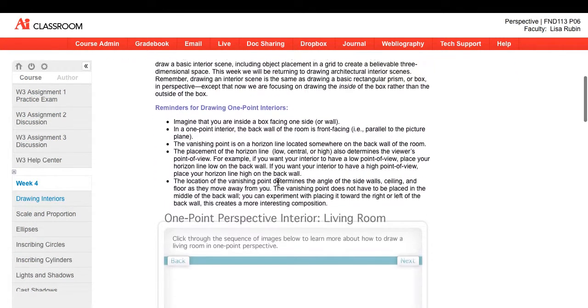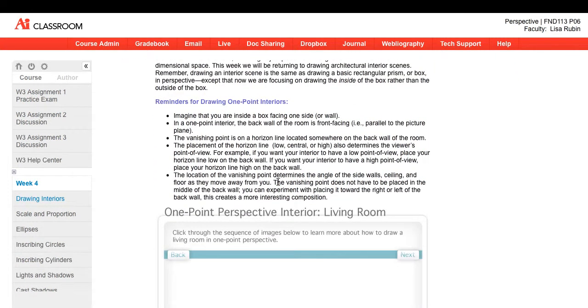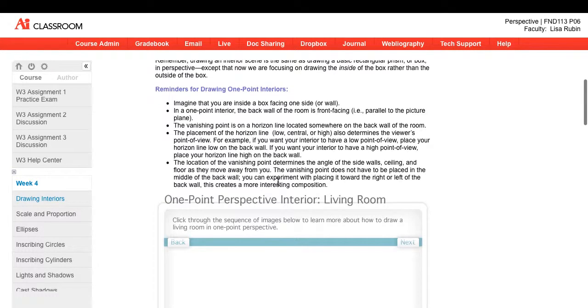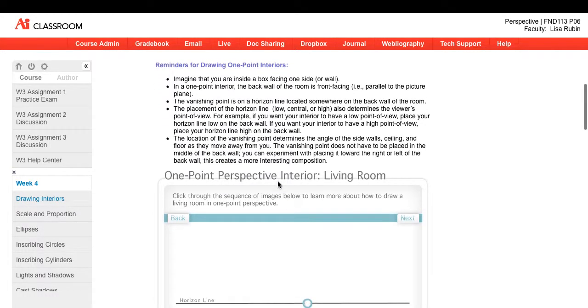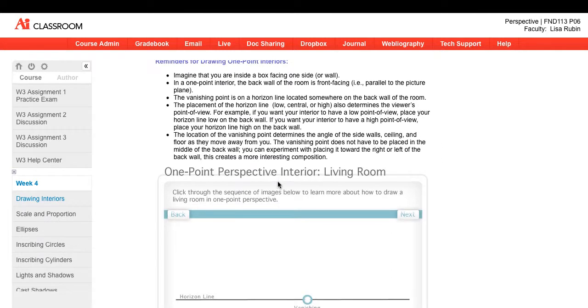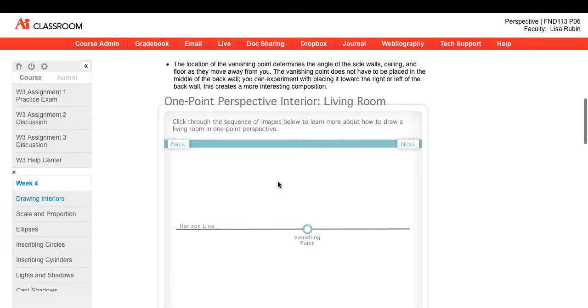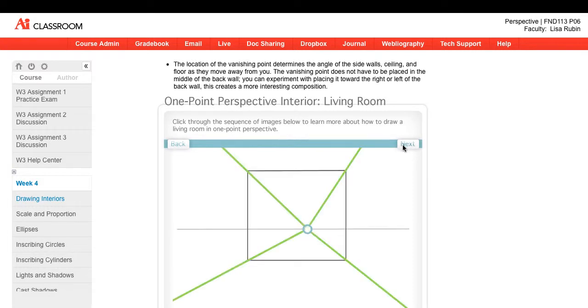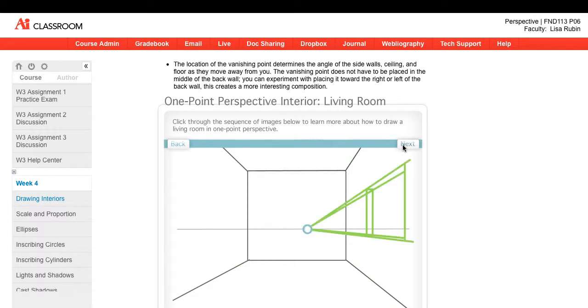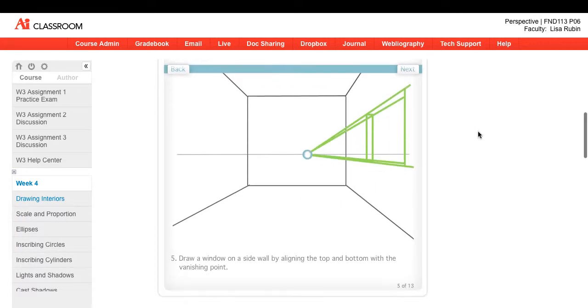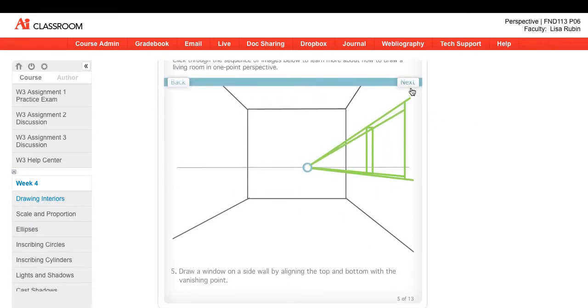So drawing interiors. Okay, so in terms of 1 point perspective, imagine that you are inside a box facing a wall, and so the back of the room, we're really not going to see any perspective on that, okay? So let's just look at what's happening here. Okay, you can see the formation of the box, all right? And that's all just because everything is receding to the vanishing points, all right? There's how you do a window.